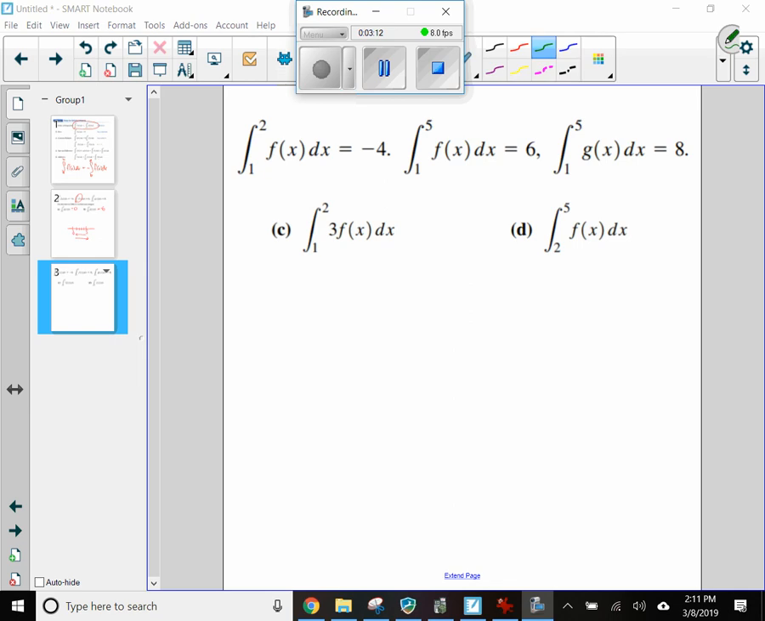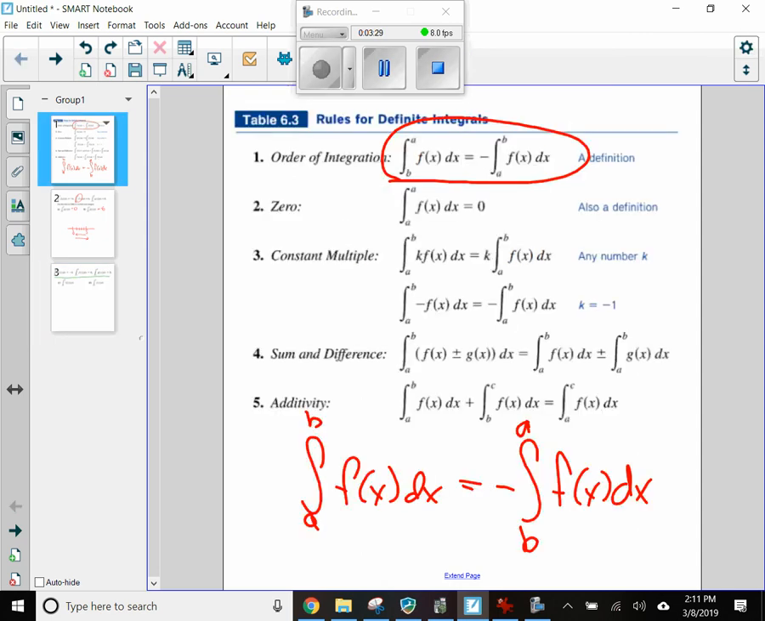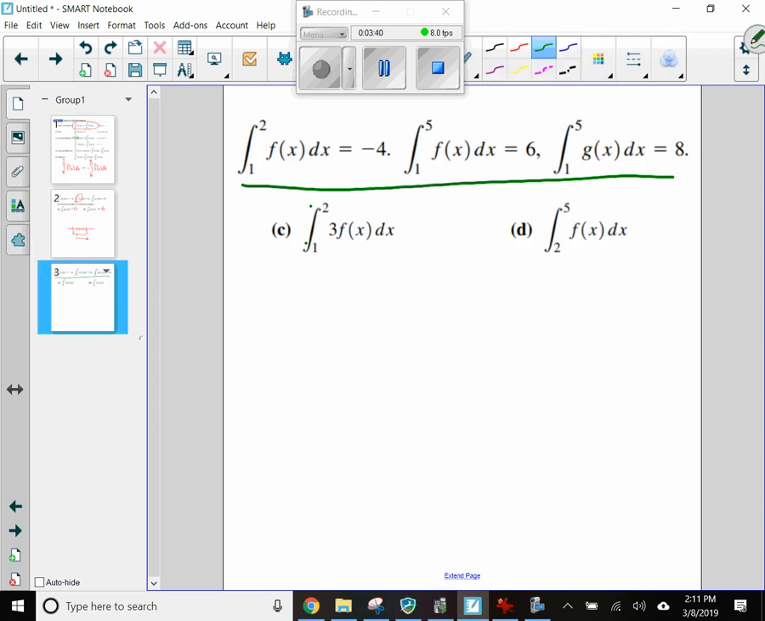We're using the same information right up here. Now we're going to solve two additional problems. So I want the integral from 1 to 2 of 3 f of x dx. Well, I'm going to use the rule that says I can pull the constant through the integral. So I'm going to say this is the exact same thing as 3 times the integral from 1 to 2 of f of x dx. And I see that the integral from 1 to 2 of f of x dx is equal to negative 4. So this is the same thing as 3 times negative 4, which would equal negative 12.